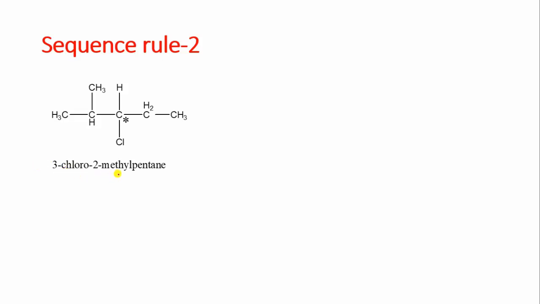3-chloro-2-methylpentane. First we have to find out the chiral carbon. This is the chiral carbon. This chiral carbon is attached with a Cl, another 2 carbons and a hydrogen. Similarly, this carbon atom is attached with 2 hydrogens and 1 carbon.